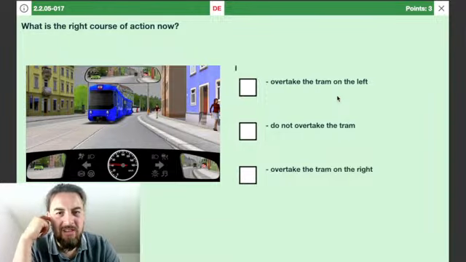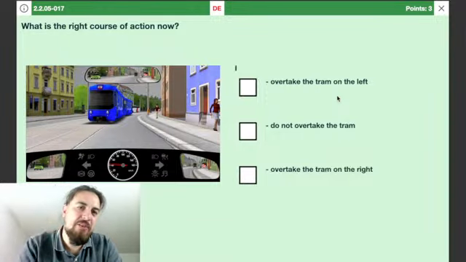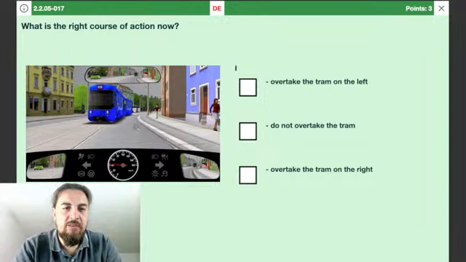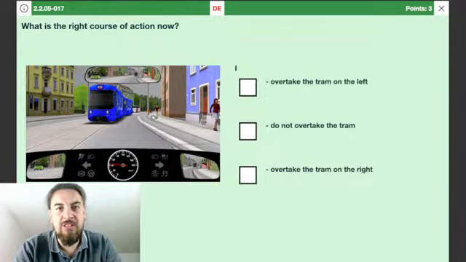I overtake the tram on the right. In that case, if you overtook it on the right, you see the tram tracks are getting closer to the right. And if you overtook it right now, we would crash into it or we would be forced to enter the pedestrian way. So you are not allowed to overtake it.